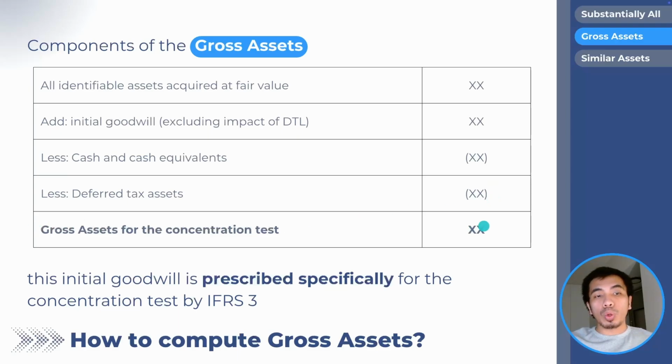The total of that is the gross assets acquired for the concentration test, and this is where we apply the 90% threshold. If 90% of this gross asset is concentrated in a single asset or a group of similar assets, then the concentration test is passed. It also means that we have to apply asset acquisition accounting. This initial goodwill is prescribed specifically for the concentration test by IFRS 3.